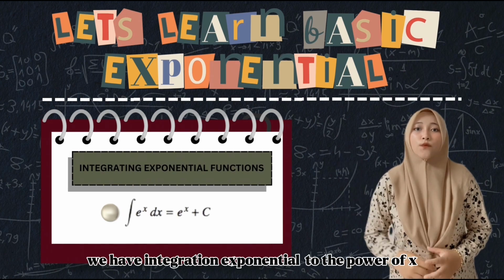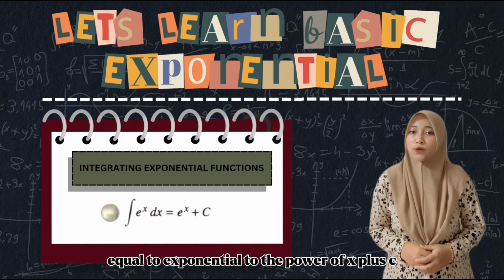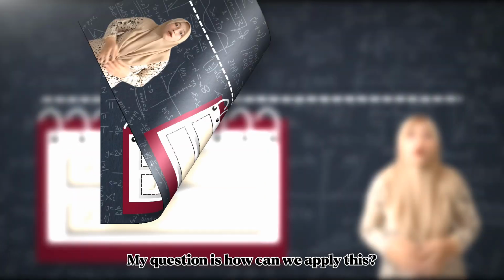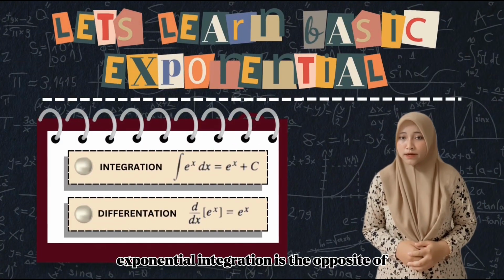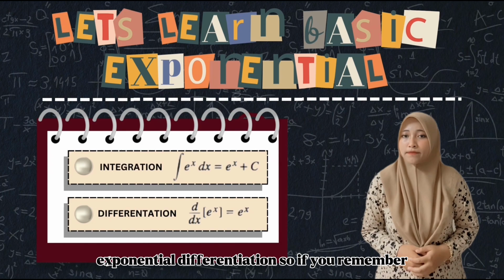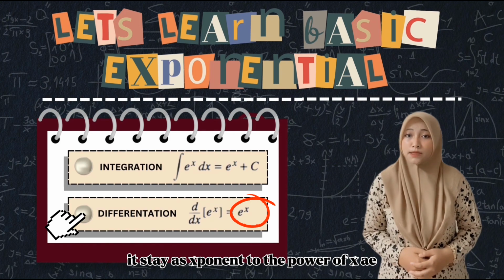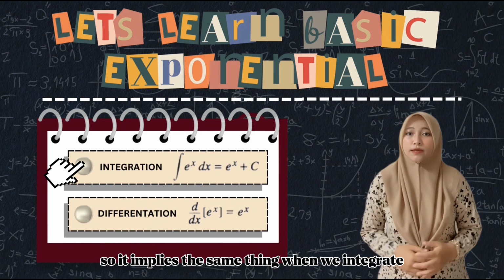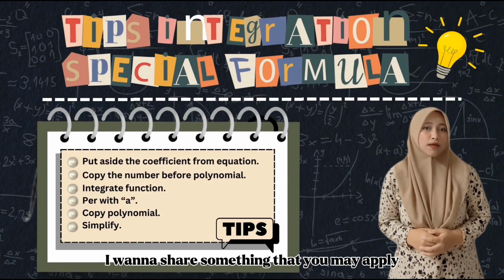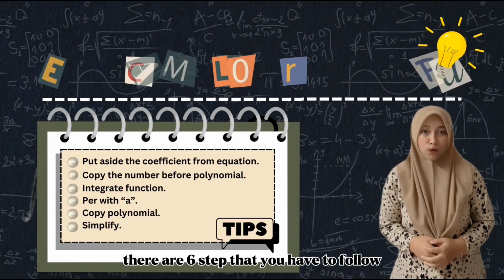As you can see here, we have the integration of exponential to the power of x equal to exponential to the power of x plus c. My question is, how can we apply this? For your information, exponential integration is the opposite of exponential differentiation. If you remember, when we differentiate exponential to the power of x, it stays as exponential to the power of x. So, it implies the same thing when we integrate. Do not worry, here I want to share some tips that you may apply to integrate this special formula. There are 6 steps that you have to follow.